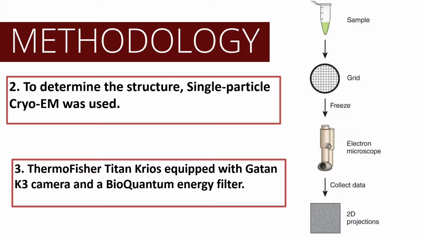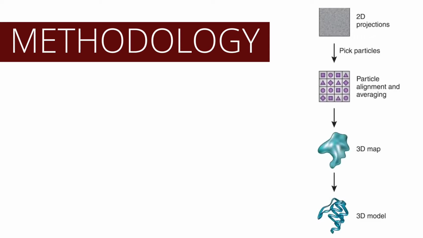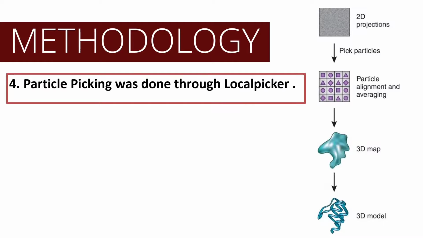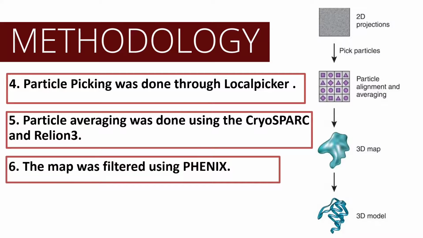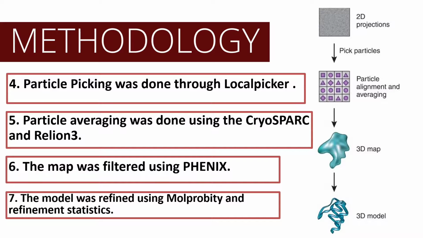The fourth step is particle picking, which was done through local picker. Then particle averaging was done using cryoSPARC and RELION 3. The map was filtered using Phenix, and the 3D model was refined using MolProbity and refinement statistics. Now let us proceed to the third part, which is results and discussions.